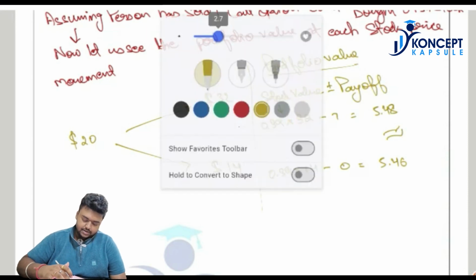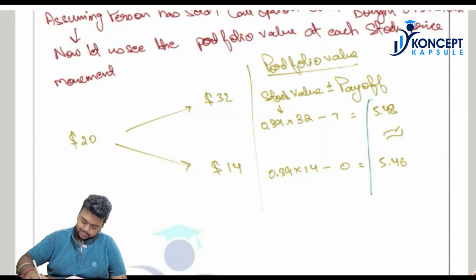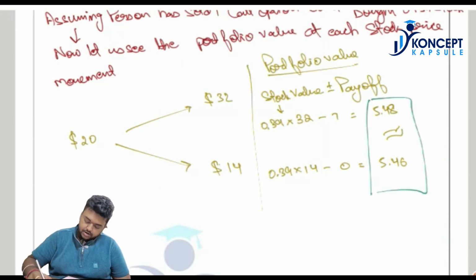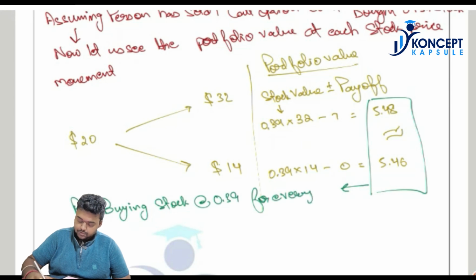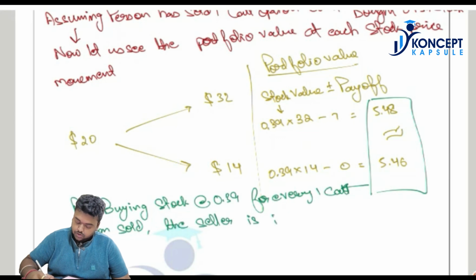So over here, what did we observe? We observe that by buying stocks at the rate of 0.39 for every one call option sold, the seller is immune to stock price movement. Guys, yes or no?